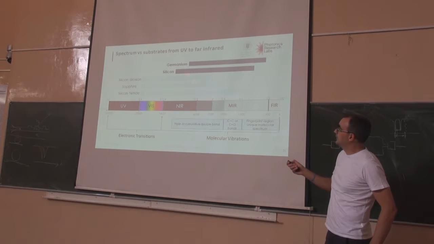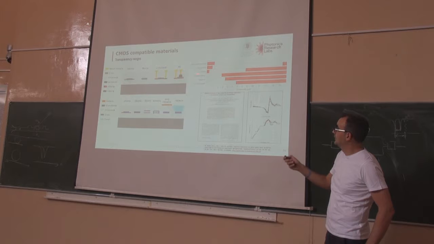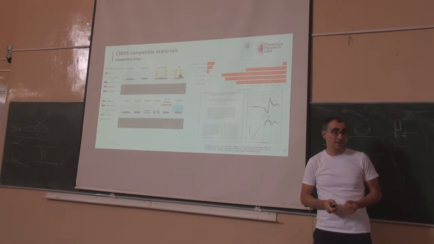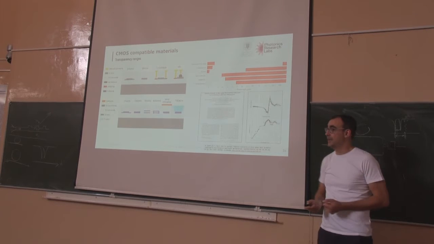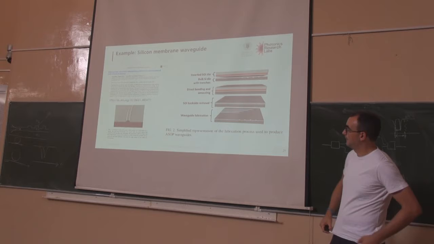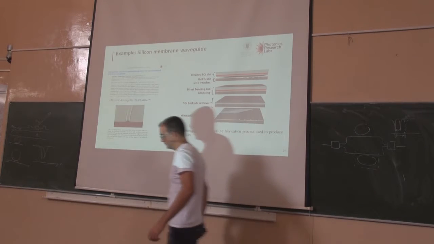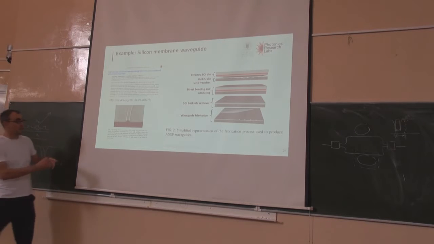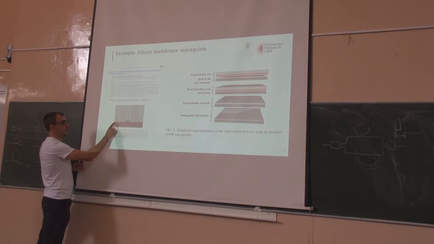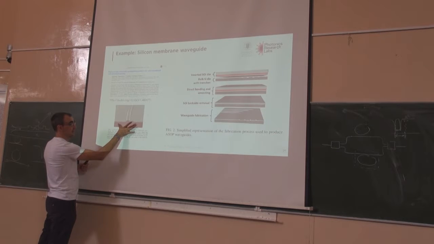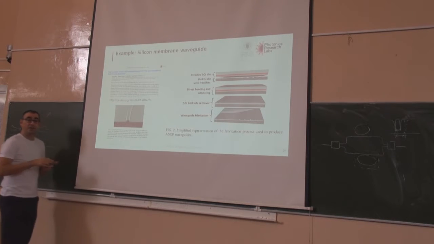We said that silicon is transparent, but if we surround it by silicon dioxide, it absorbs. Is there a way to make something which is only silicon? Yes, there is a silicon membrane. A silicon membrane is a piece of silicon that is surrounded by air. You can see here a picture of the final fabrication. All is silicon except this rectangle here, which is air, and on top is air as well.